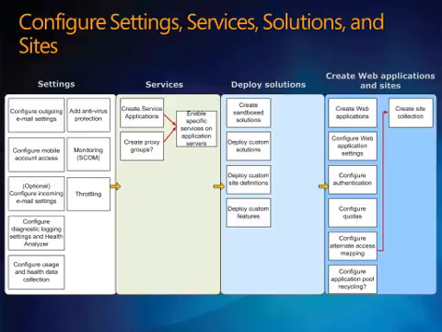Initially, you'll set up the settings: configure outgoing email, configure mobile access, configure incoming email, configure diagnostic logging and settings and health analyzer, configure usage and health data collection, add antivirus protection, add monitoring, SCOM, and finally throttling. At the services stage, you will create service applications, create proxy groups if necessary, and enable specific services on the application servers. Next, you will deploy the solutions: create sandbox solutions, deploy custom solutions, deploy custom site definitions, and deploy custom features. Finally, you will create web applications and sites.